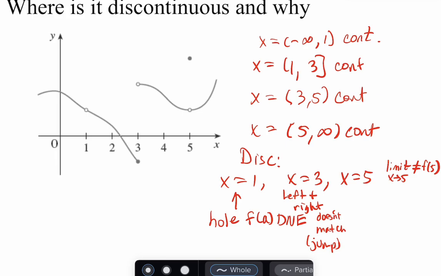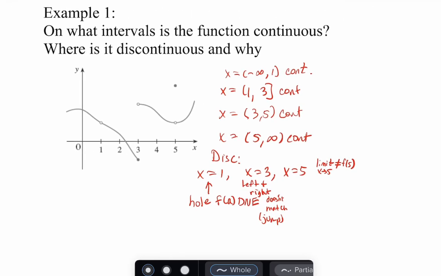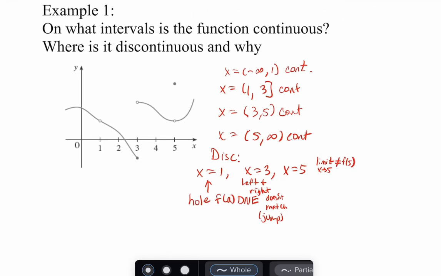So that's why when we do continuity, we have to check 3 things. What is the limit? Does it exist? What is the function value? Does it exist? Do they match? So those are the 3 things we're going to check every single time. Everybody go with that?